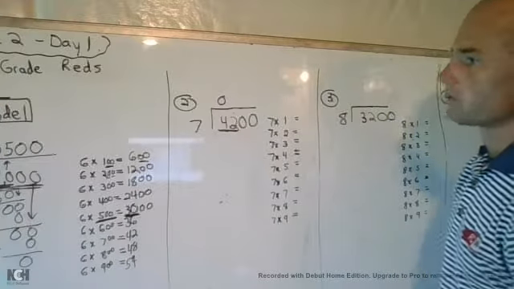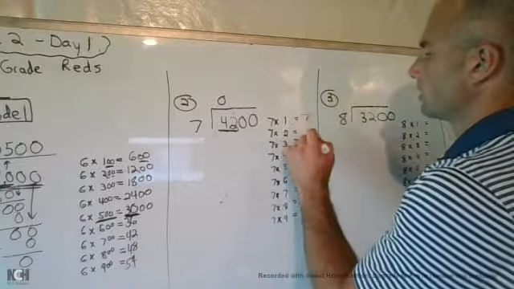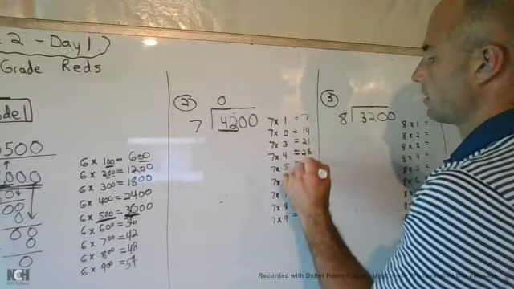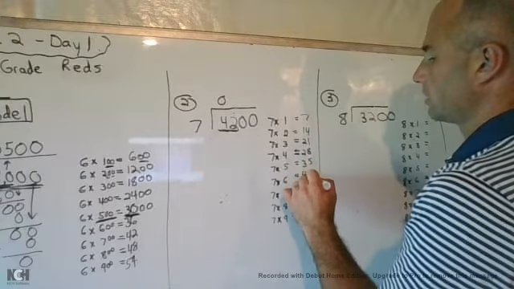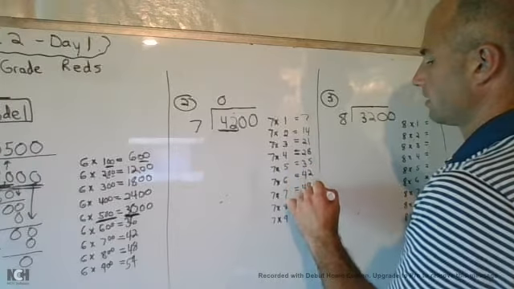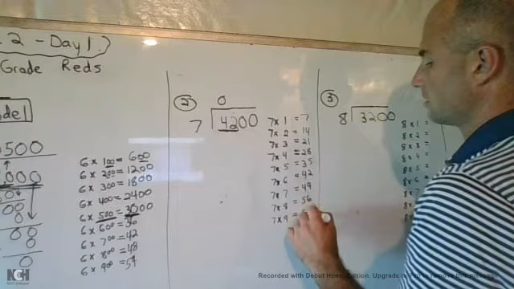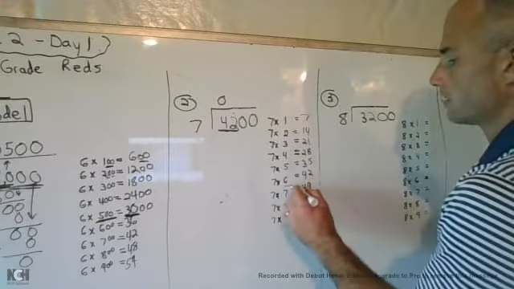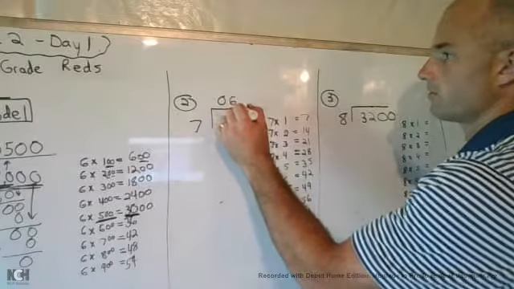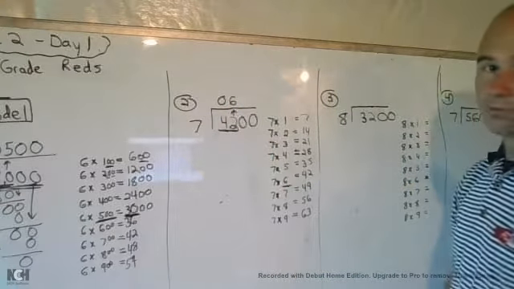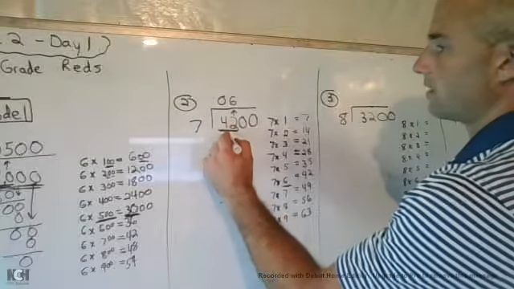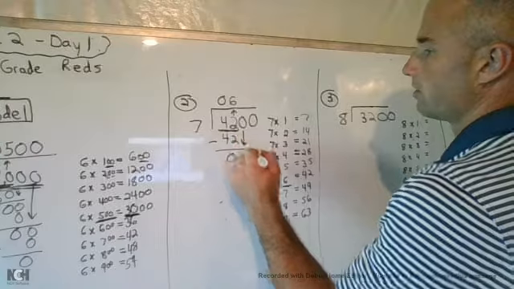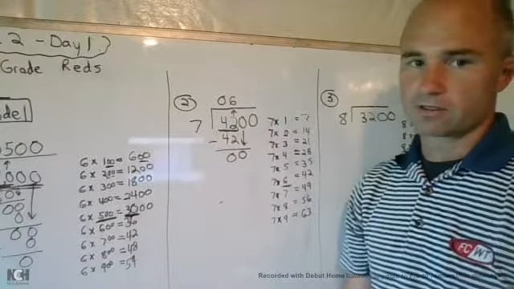Okay, so 7 times table: 7, 14, 21, 28, 35, 42, 49, 56, 63. 7 goes into 42 6 times. So the 6 goes above the 2 from 42. 6 times 7 equals 42. I subtract. I bring down the 0 from the tens place.